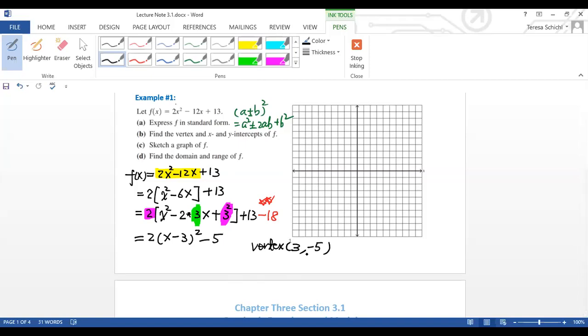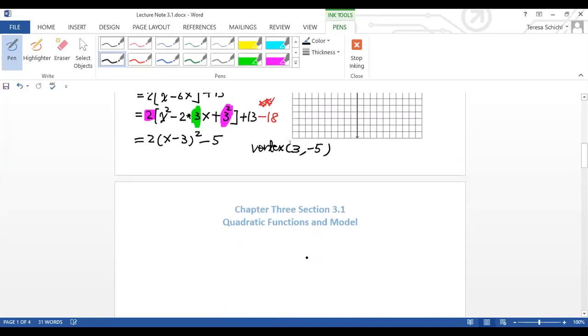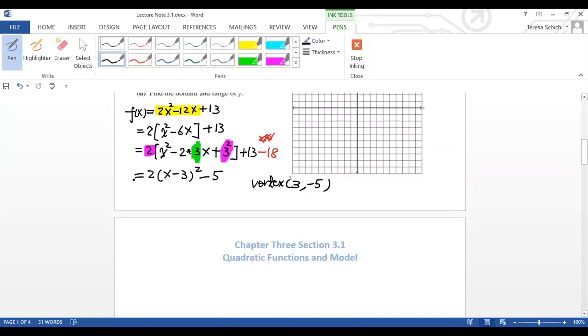Okay, so now the next thing, part B, is I need to find the x-intercept and the y-intercept. The y-intercept is easy. Do you guys remember how to find the y-intercept? For the y-intercept, you let x equal to 0, right? So if you let x equal to 0, f of 0 means 0 minus 0 plus 13, right? So the y-intercept is at 13.